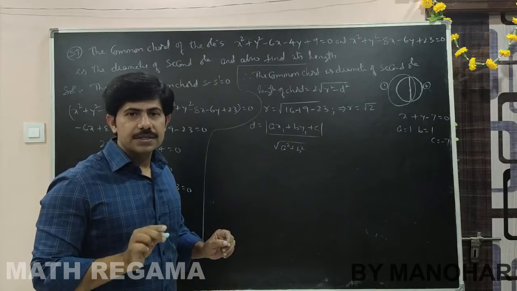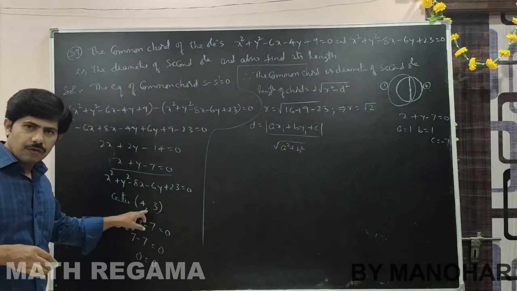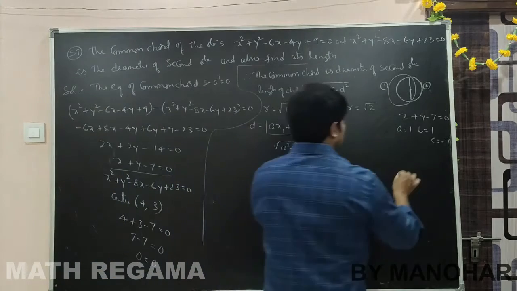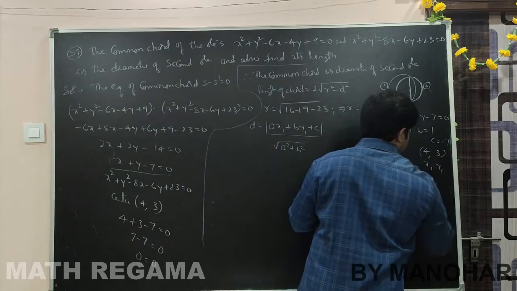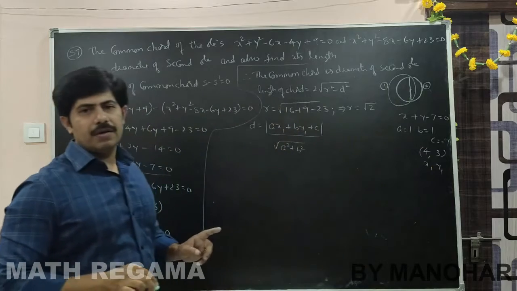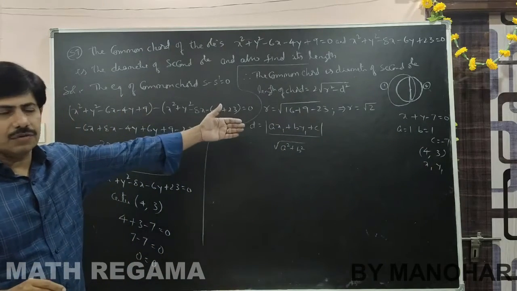And always we'll find the perpendicular distance from the center. So already we have center. What is center? 4, 3. So that center also I will note down here. 4, 3. This will become x1, y1. D is the perpendicular distance we always take from the center. So we have center and we have equation of chord.